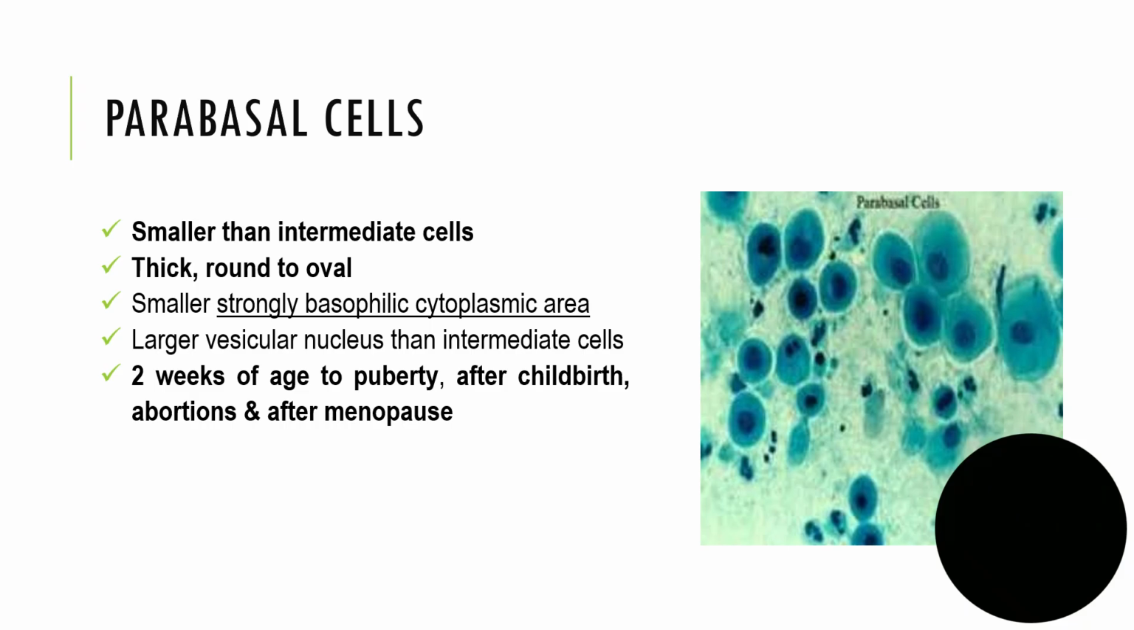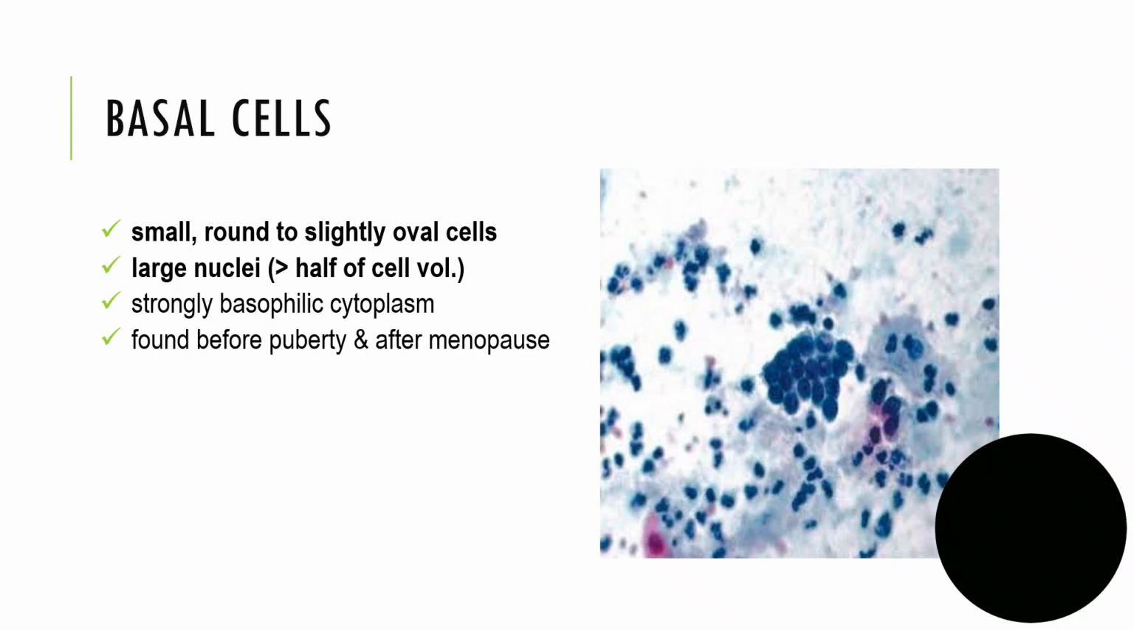In adults, their presence in a smear reflects reduced estrogen stimulation, as estrogen normally drives full maturation toward intermediate and superficial cells. So when estrogen is low, such as after menopause or postpartum, the epithelium regresses to producing more immature cell types like your parabasal cells.